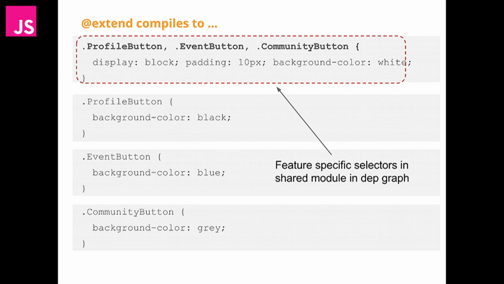And ideally, for our dependency graph, we want to keep context-specific and feature-specific selectors in their own modules.